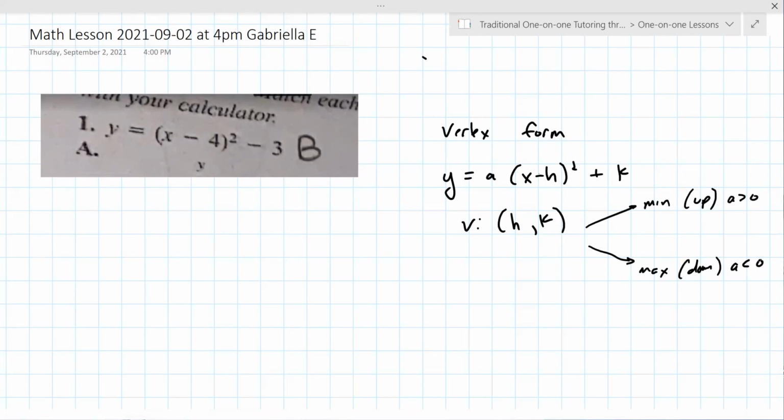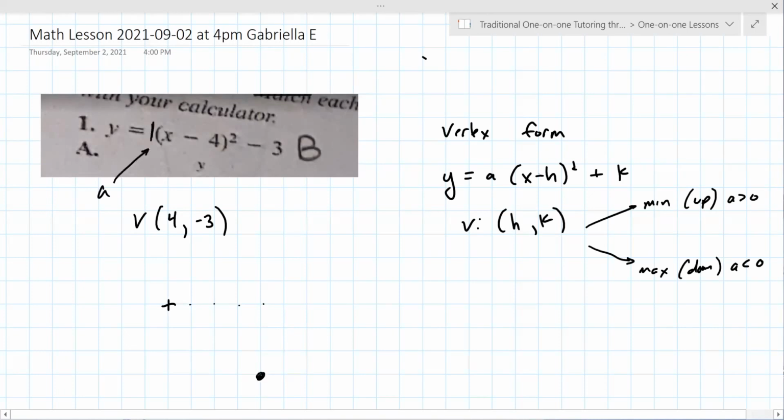So essentially, you have to put a dot where the vertex is. So the vertex of this one is 4 comma negative 3. Is that clear from this? Because h is 4 and k is negative 3. So if you were to graph this, let's say here's my origin, I would go 1, 2, 3, 4, and then down 3. And then a is 1, that's a. So I know it opens up like that. It looks something like that. Okay.